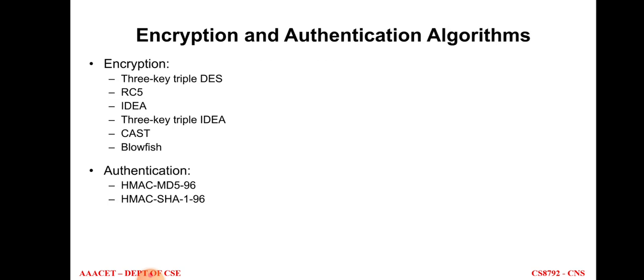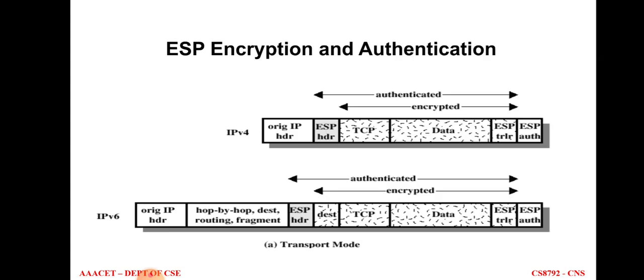So these are the algorithms used for IP security for both encryption and authentication. For encryption, the IP security protocol uses triple DES, RC5, IDEA, CAST, Blowfish. These are the encryption algorithms to provide confidentiality service. And for authentication, the IP security protocol uses the MD5 and SHA-1 algorithms to provide authentication service.